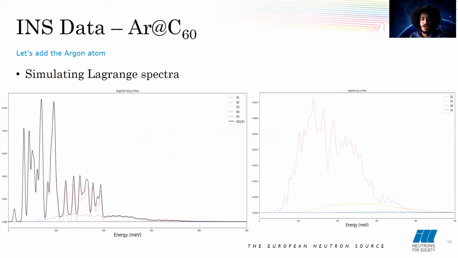So this is the spectrum that I obtained for argon inside C60 by trying to simulate Lagrange properties and using my simulation results. As we can see, the multi-phonon approach shows that multi-phonons play an important role in the spectrum only for the high energy phase, whereas for the low energy one, they don't play a big role compared to the first term of the multi-phonon development.